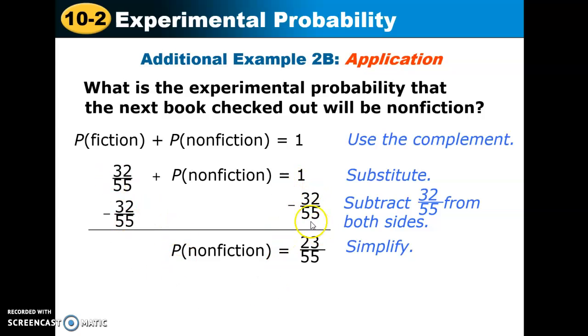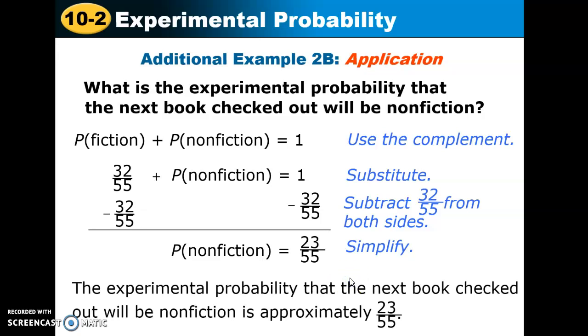But if you didn't use the formula, you can think of it this way: if I have 55 books checked out, and 32 of them were fiction, the remaining books are how many? 23. So that's another way to find this: 23 out of 55, and that would be about 42%.